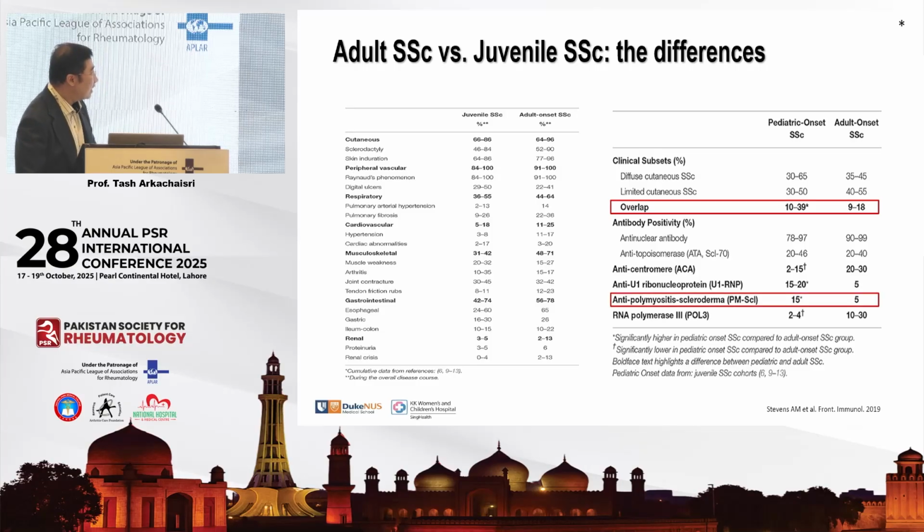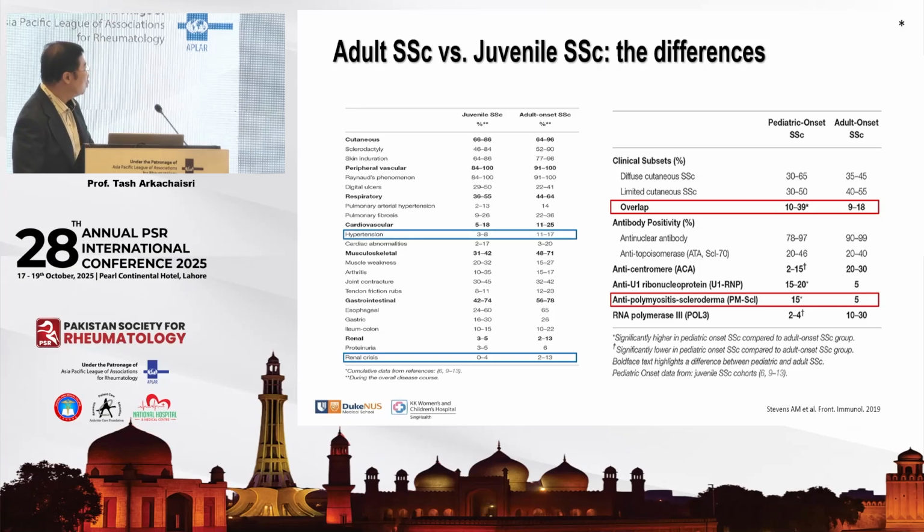And that reflect in the antibodies. PM-Scl is related to the overlap syndrome, where you have myositis and some skin thickness. And another thing, renal crisis in kids is unheard of compared to the adult. And that lead to hypertension. I don't see at all. And that could be explained partly by the low incidence or low prevalence of your RNA polymerase 3. And you already know that this is actually related to the renal crisis in adults.